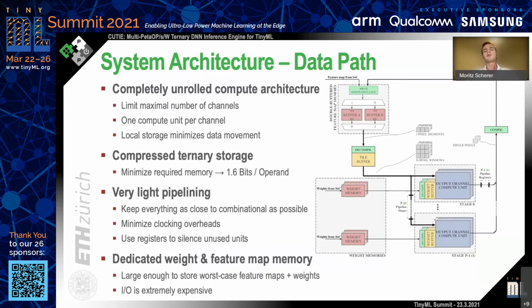And finally, we add dedicated weight and feature memories, which are large enough to store the worst case feature maps and weights. And this is basically because, as we've seen in the other talks, I/O is extremely expensive on this scale of computation. So we try to minimize it.